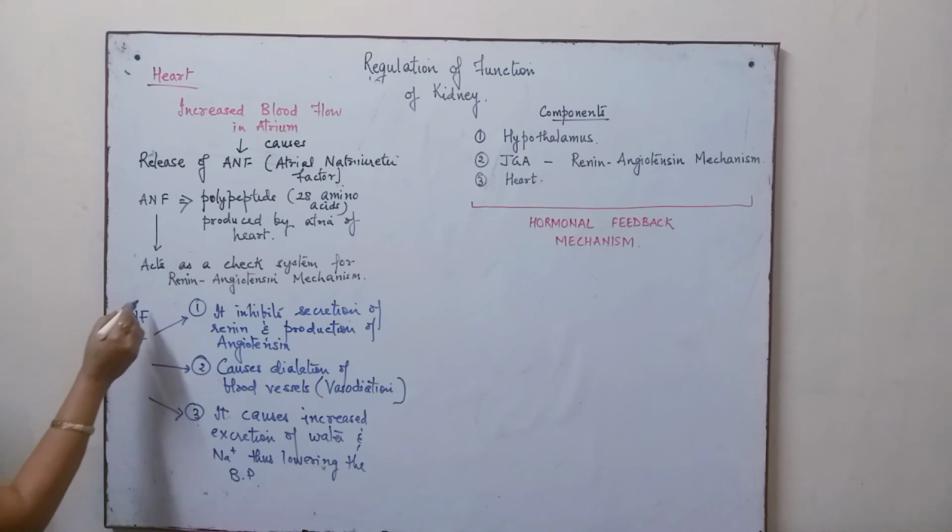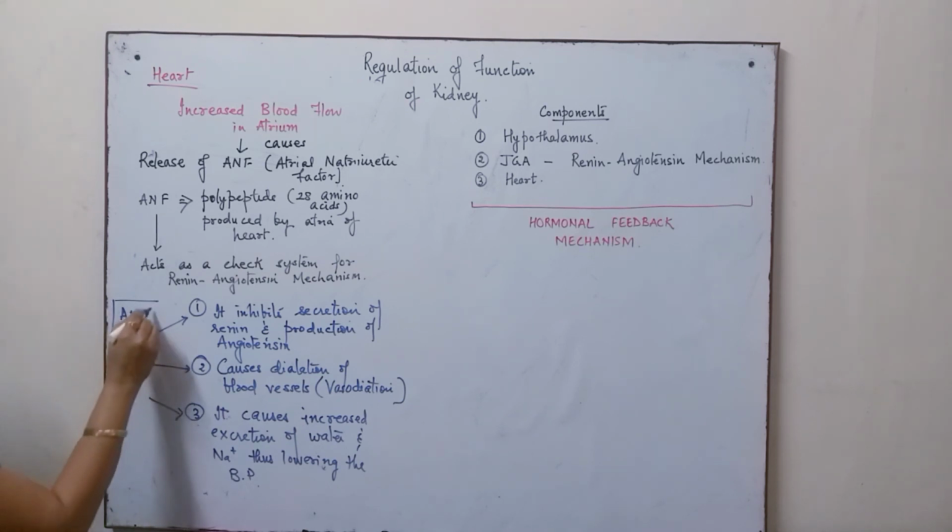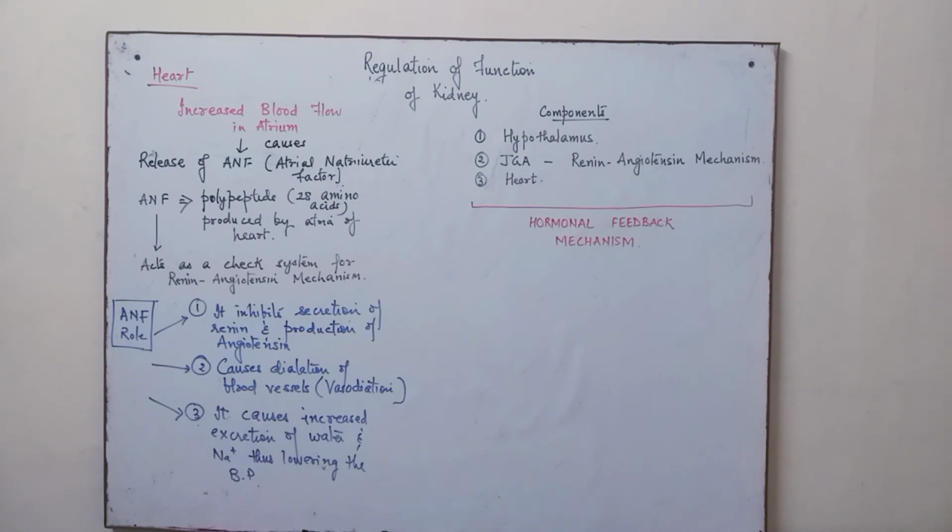So ANF basically helps in bringing down the GFR, and thereby the entire system, the hypothalamus, checks the need for increasing the GFR. The JGA functions towards increasing the GFR, and the heart works towards lowering the GFR. Thereby the kidney function is regulated.